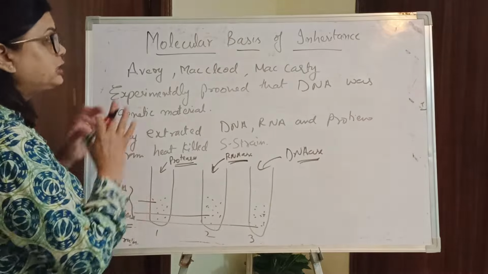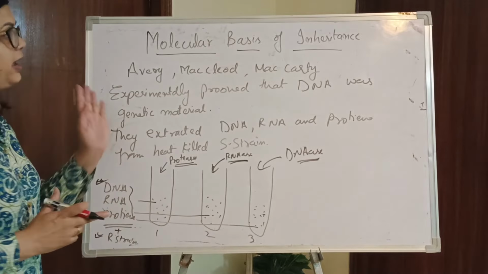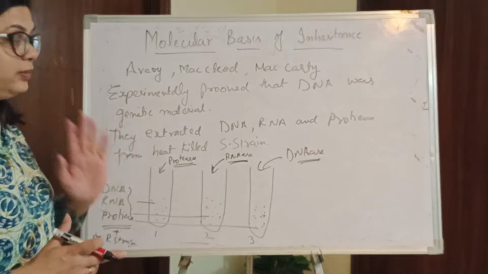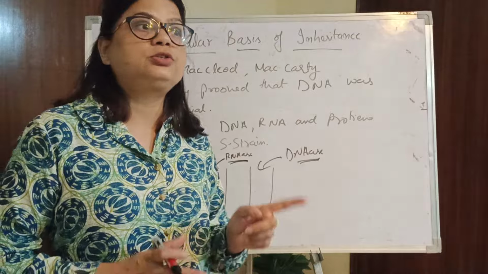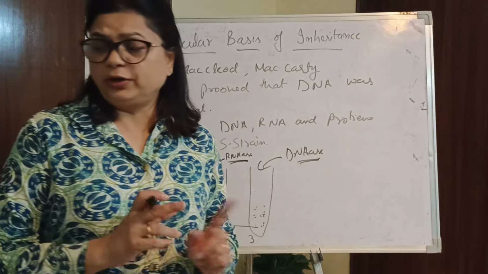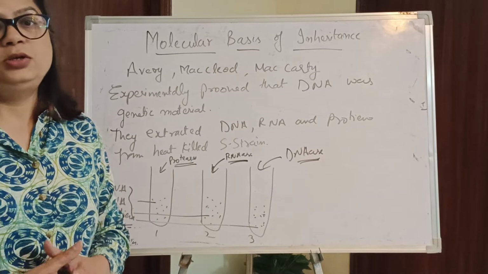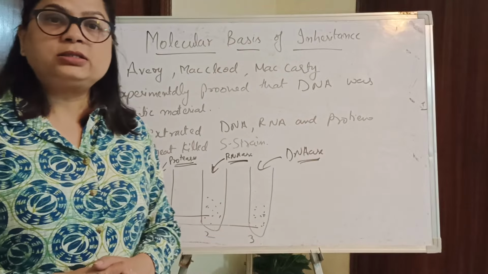So this was the experimental proof given by Avery, MacLeod and McCarthy that DNA is the genetic material, and this was the transforming principle for the Griffith experiment. So that was all about this topic.